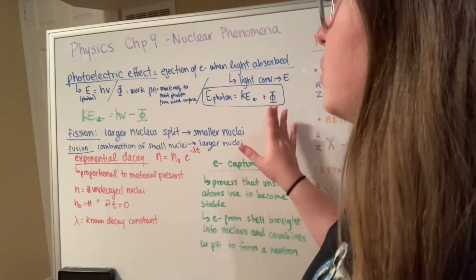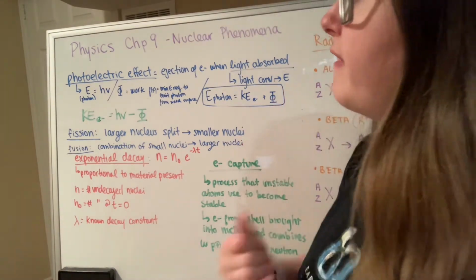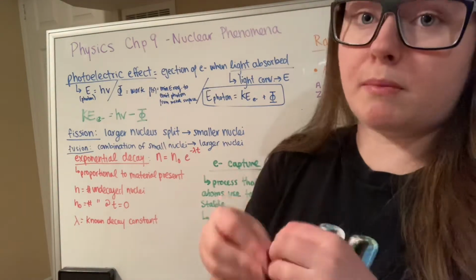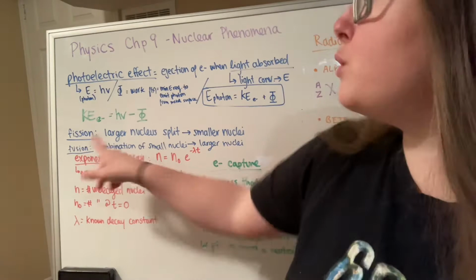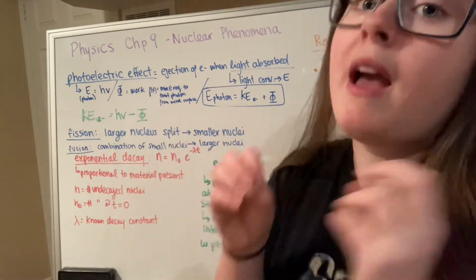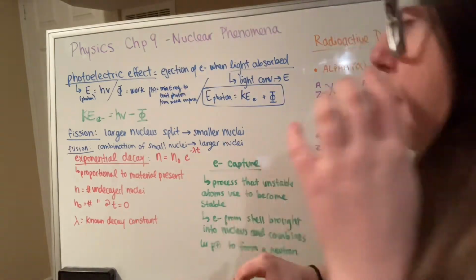Next we will talk about fission and fusion. Fission is when a larger nucleus splits into smaller nuclei. Fusion is the combination of smaller nuclei into a larger nucleus.